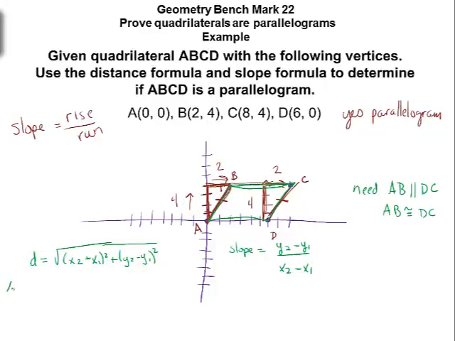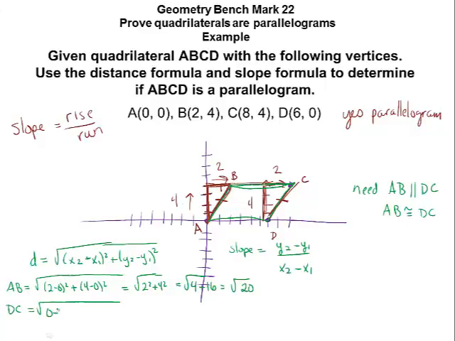Okay, so for AB, the distance is the square root of 2 minus 0 squared plus 4 minus 0 squared. So that's 2 squared plus 4 squared, so that is 4 plus 16, which is the square root of 20. For DC, I have 0 minus 4 squared. That's my y's. I put the y's in first for some reason. Don't worry, it'll still be the same. So I have negative 4 squared plus negative 2 squared, which gives me 16 plus 4, which is the square root of 20, and they are the same length.